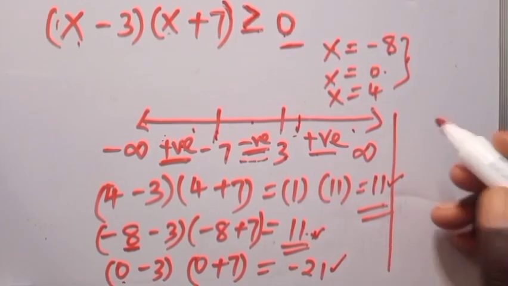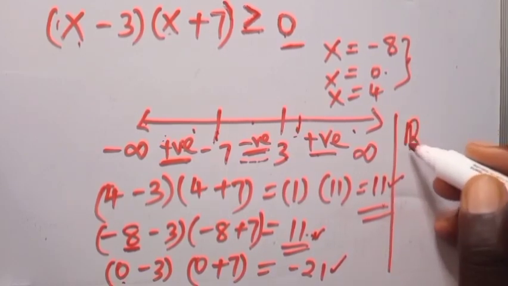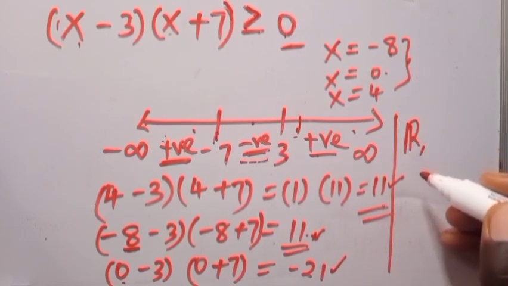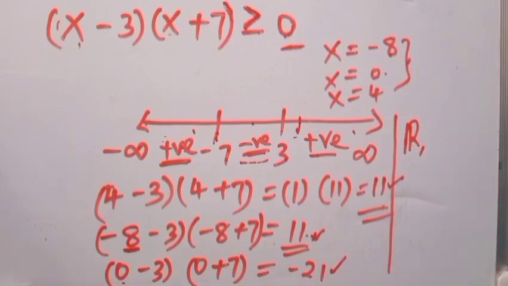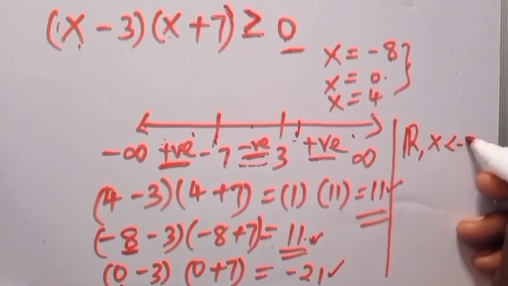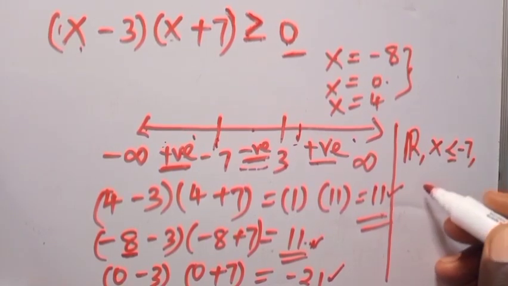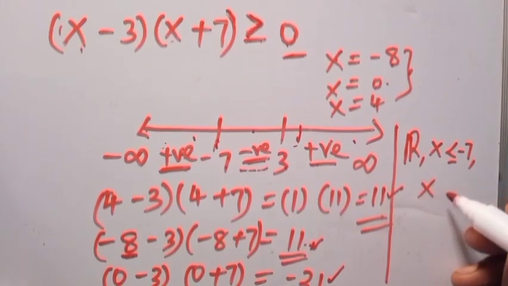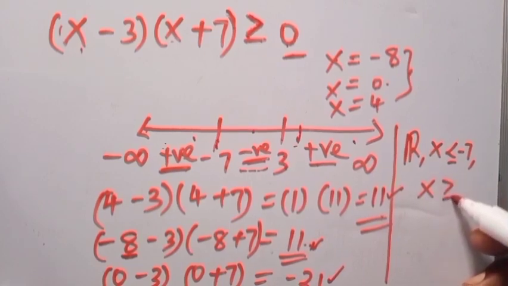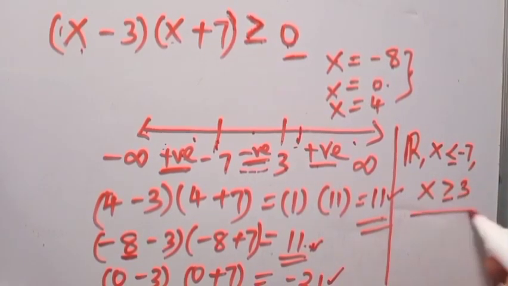That means the domain of this function is real numbers that are less than or equal to -7, and also real numbers that are greater than or equal to 3. That is the domain of this function.